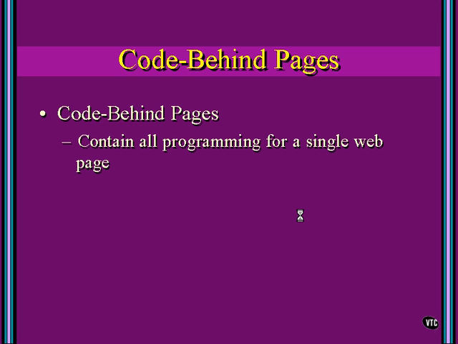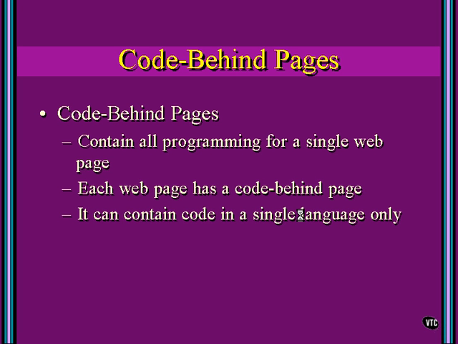Now, code behind pages, as a review, contain all the programming for a single web page. Every individual web page would have its own code behind page. Then it contains code, again, in a single language only. We can't put multiple languages on these code pages. So that's what a code behind page is. In the next video, we're going to actually take a look at one and explain exactly what it looks like.